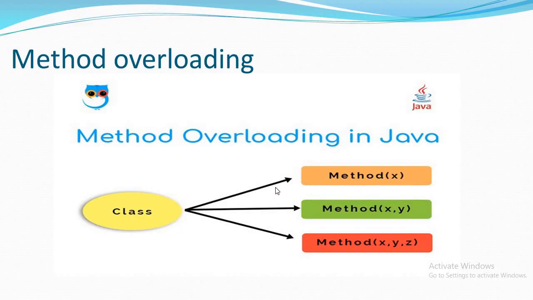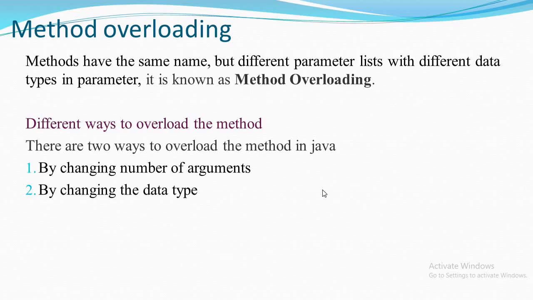Method overloading. Method overloading depends upon the number of arguments and data types. Here the method name is the same, here we pass a single argument, here we pass two arguments, and here we pass three arguments. So methods that have the same name but different parameter lists with different data types are known as method overloading. There are two ways to overload methods in Java. The first is by changing the number of arguments, and the second is by changing the data type.